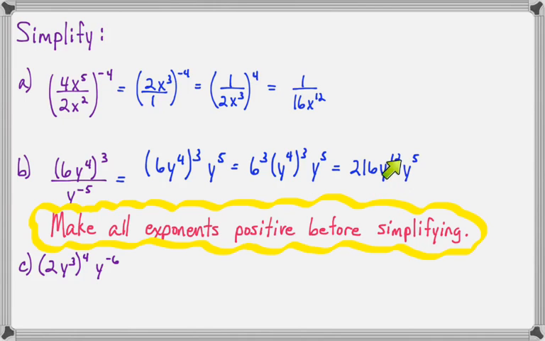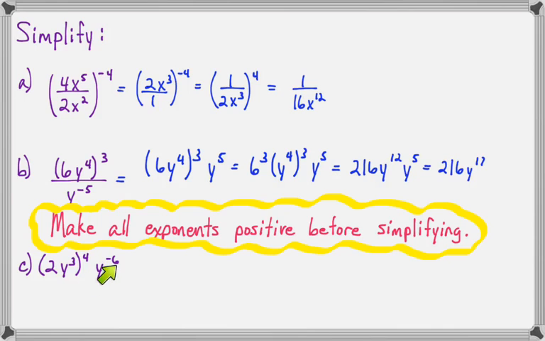And now you can see that the y's are both in the top. So we need to add those together. They're not going to cancel because they're not top and bottom. But we have 12 y's and 5 more y's, which makes 216 y to the 17th.